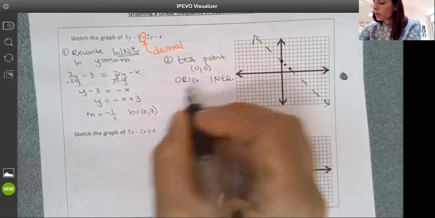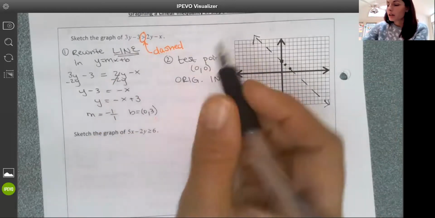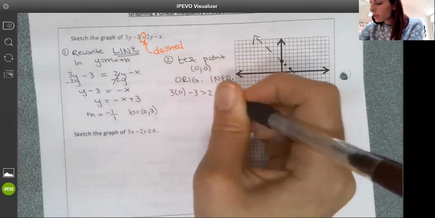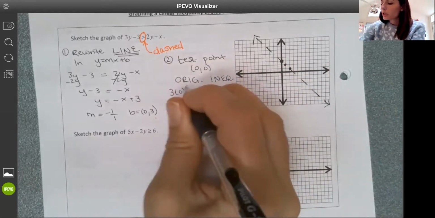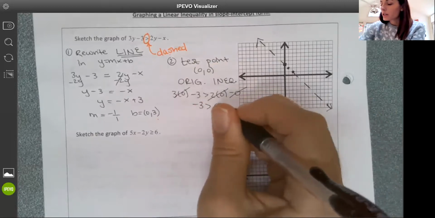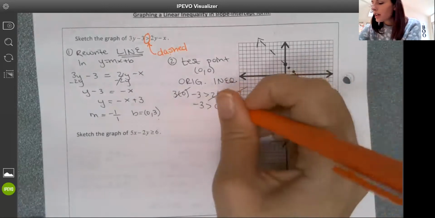So if I plug (0, 0) into the original inequality, okay, I'm not going to plug in (0, 0) here in case I rewrote that wrong. I want to go back here, and (0, 0) makes it easy. I wouldn't even typically write all of this out, because anywhere there's a variable, it all just becomes 0. So I get -3 greater than 0. When I plug in (0, 0), that's what I'm left with. Is -3 greater than 0? No, it's not. So this does not work.